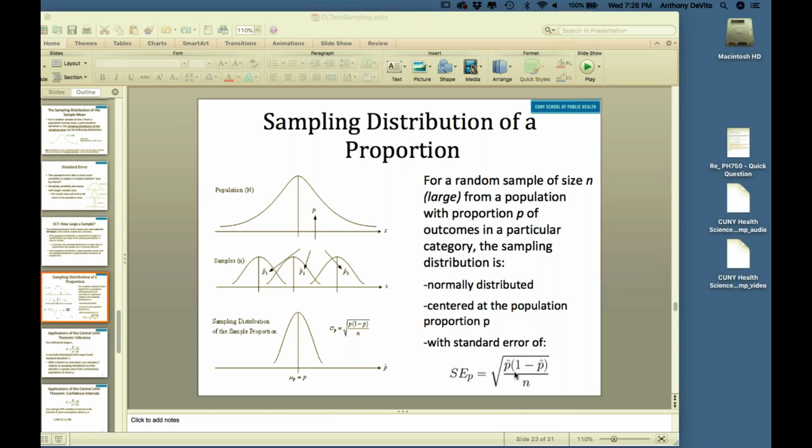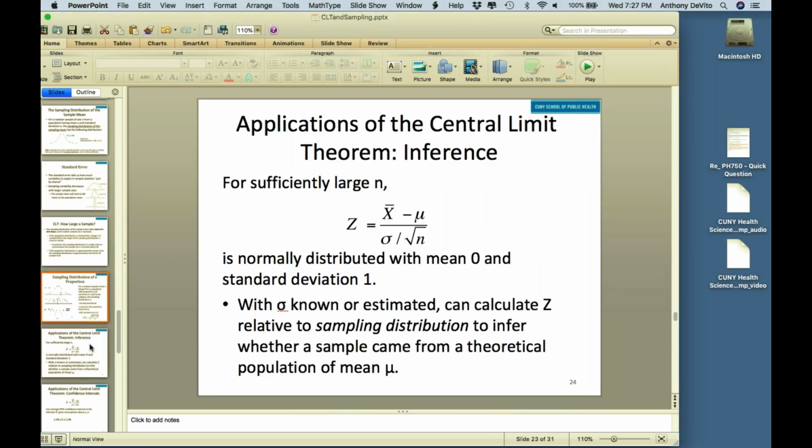So if you took a single sample of 100 people that came out to be 0.55, the standard error would be 0.55 times 0.45, which is 1 minus P, divided by 100, and then you would take the square root of that whole thing. And that would give you your standard error for proportion, just like your standard error for numeric means. Okay, so how do we apply all this stuff?